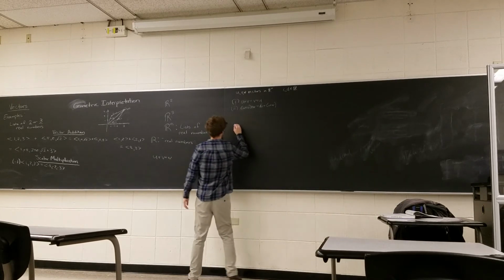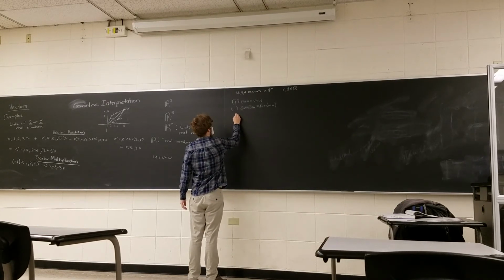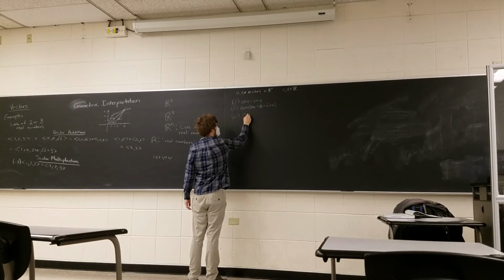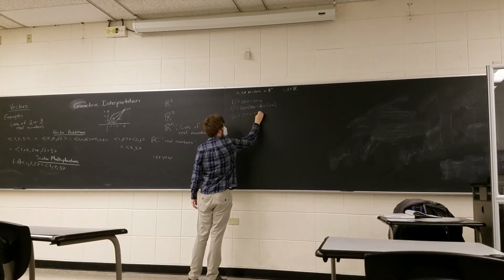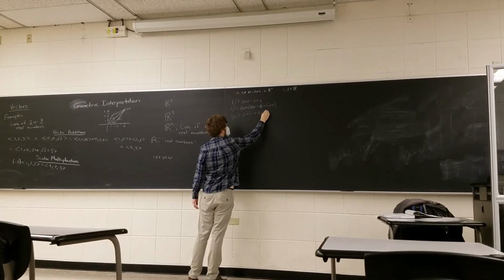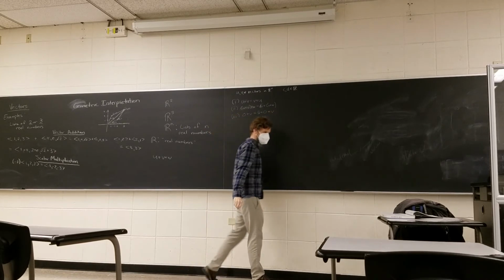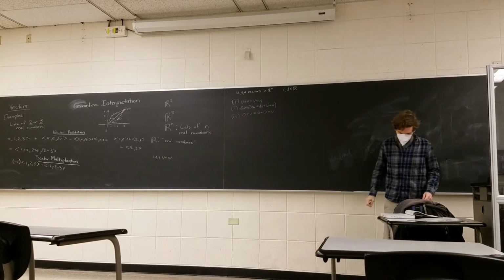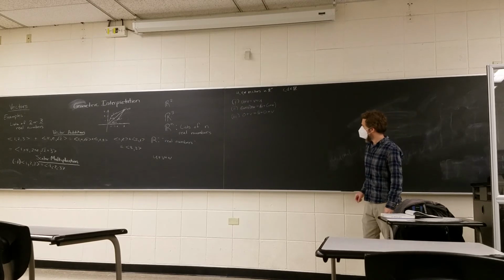Okay. So property 3, 0 plus v equals v plus 0 equals v. Where I didn't say what 0 is.